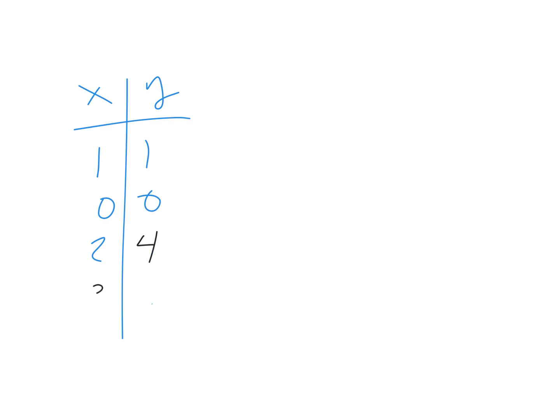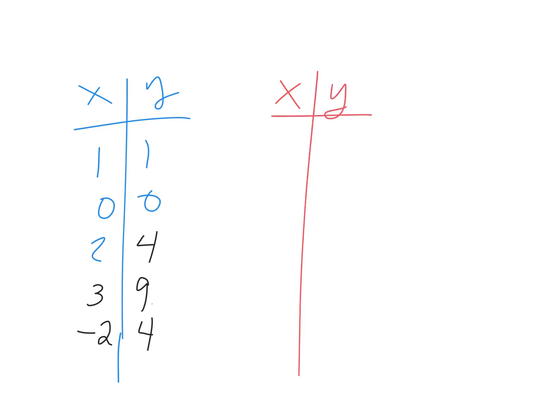(2, 4), and (3, 9). Okay. And maybe even (-2, 4). That is one of the parent functions. You just might not know which one it is. But if you think about it, maybe even sketch it, you could figure out what it was. What if I did this to it? Can you tell what I did to it?